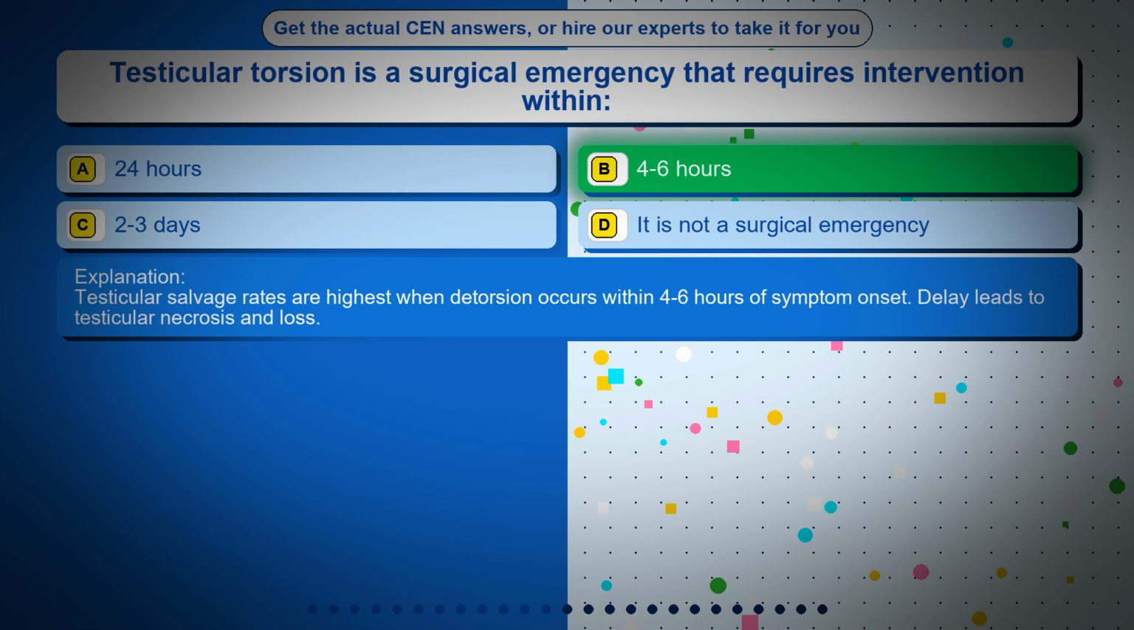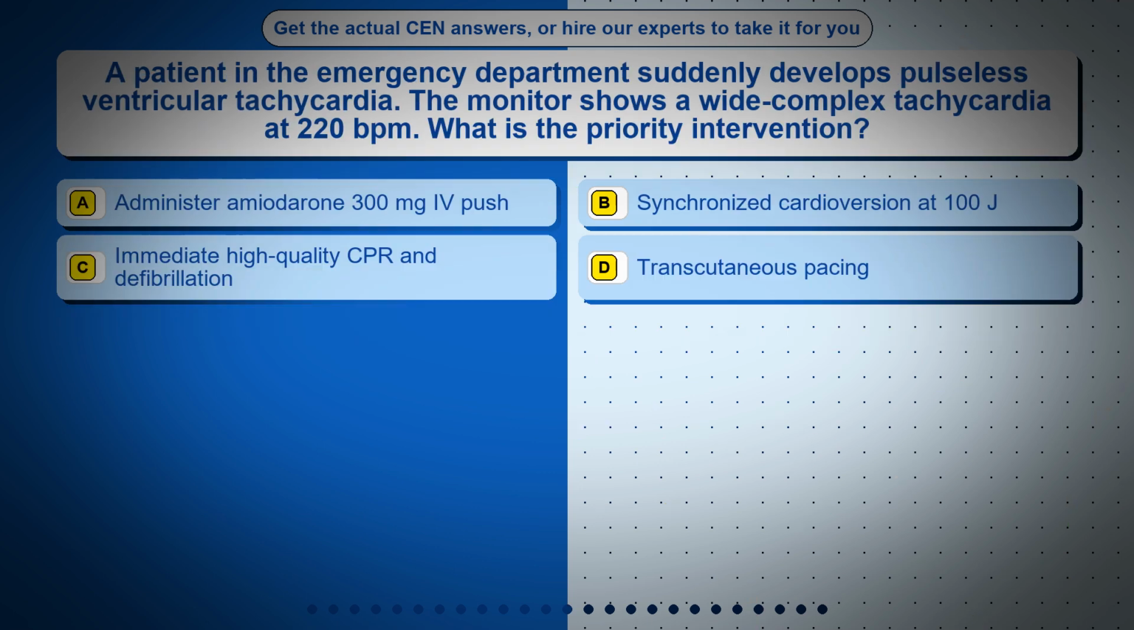Delay leads to testicular necrosis and loss. Question 13. A patient in the emergency department suddenly develops pulseless ventricular tachycardia. The monitor shows a wide complex tachycardia at 220 bpm. What is the priority intervention?